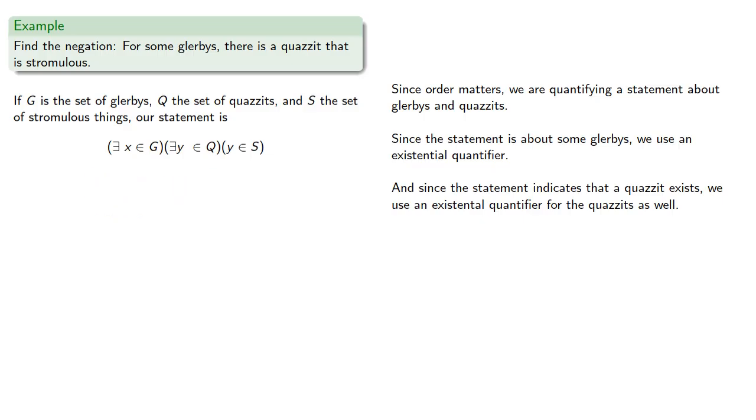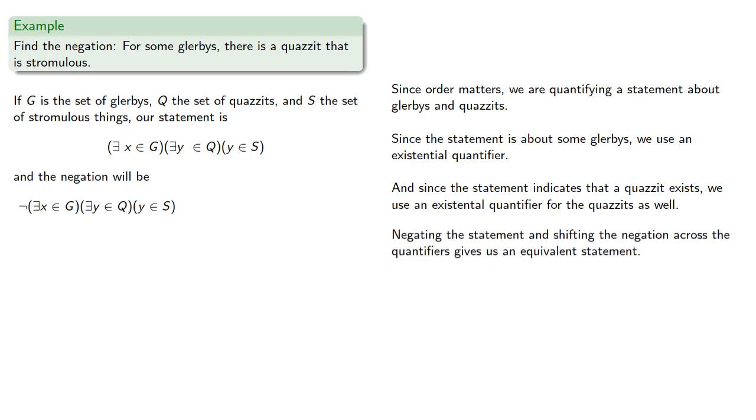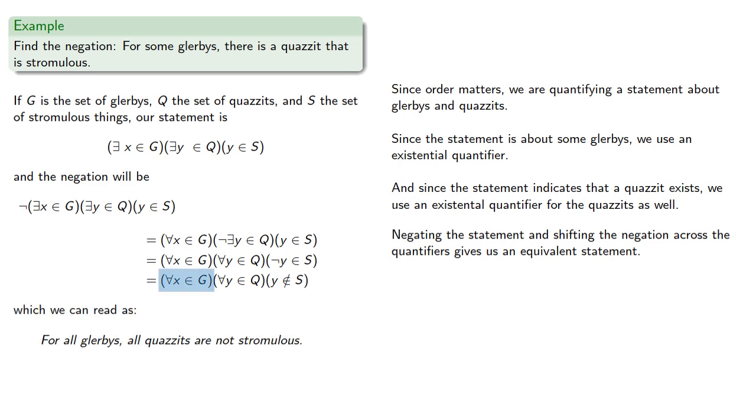And we'll negate it. We'll shift that negation across the quantifiers and switch them to the other type of quantifier, which gives us, and we can rewrite this not Y in S as saying that Y is not an element of S. And we can read this as for all glurbies and for all quasits, they are not stromulus. Or again, equivalently, for all glurbies, no quasit is stromulus.